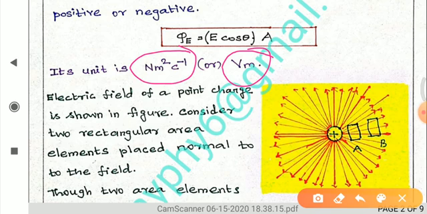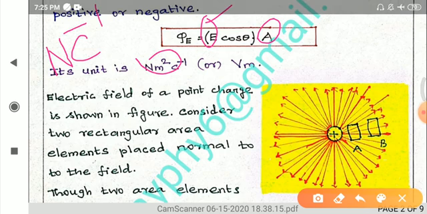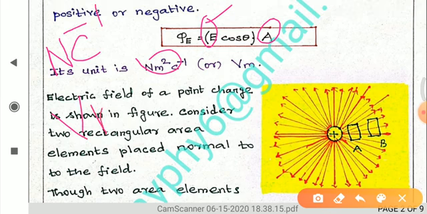Right. First we can discuss the unit Newton meter square coulomb power minus 1. To obtain this unit, we can consider E ds cos theta. Cos theta is an angle value, so we cannot mention any unit. What is the unit for the electric field? We know electric field has two units. One is Newton per coulomb, another one is volt per meter. What about A? A has the unit meter square.